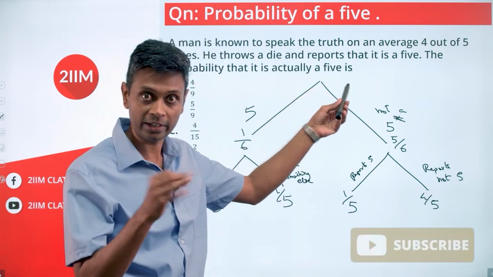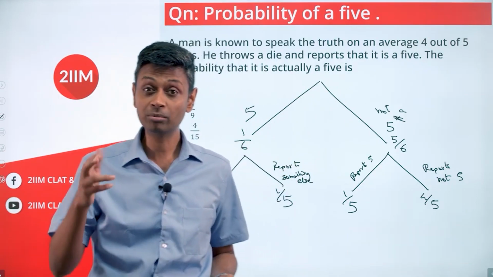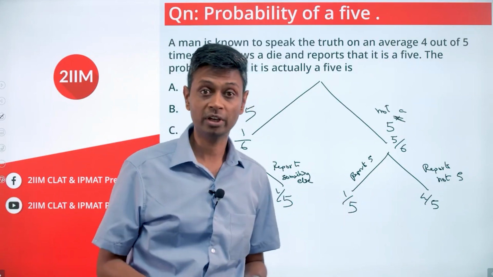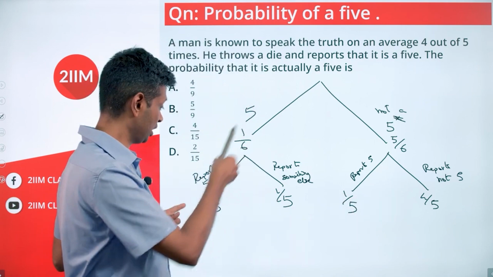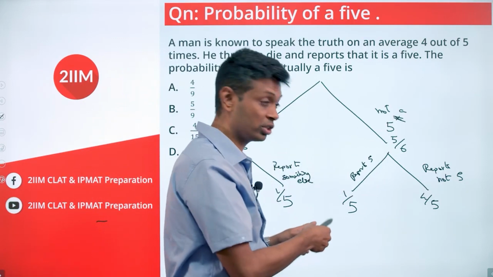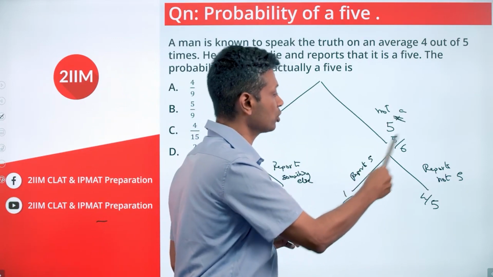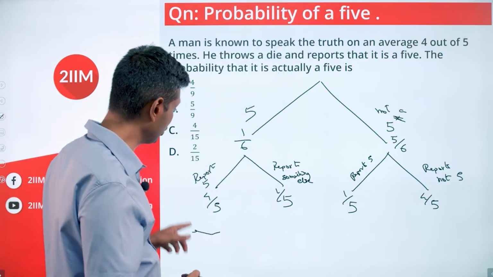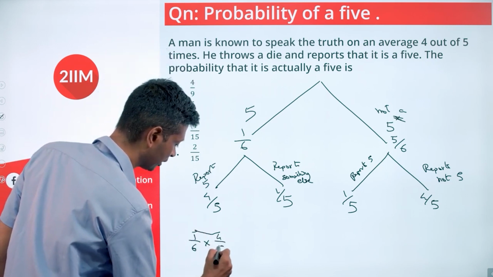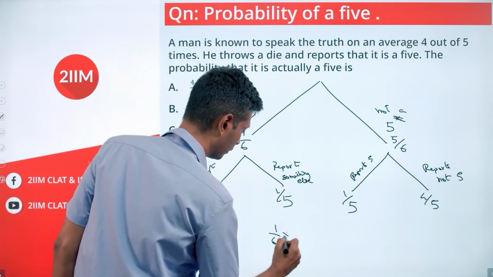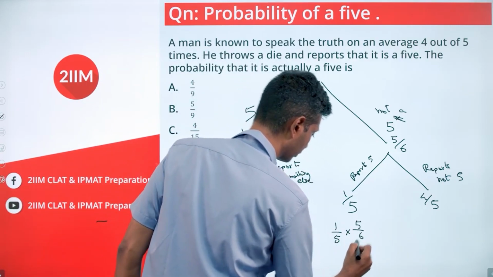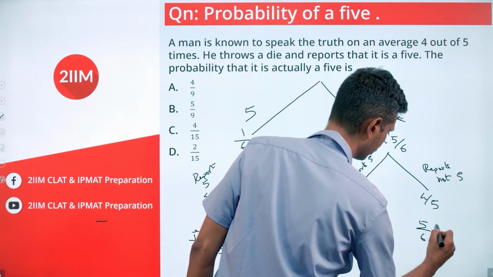An event is rolling a die. 5, not 5. Then comes the reporting part. Reporting as 5, reporting not 5. Reporting as 5, reporting not 5. What are the possibilities? It lands on 5, he reports 5. It lands on 5, he does not report 5. It does not land on 5, he reports a 5. It does not land on 5, he reports not 5. That means for each of these branches, what is the probability of this occurring? 1 by 6 into 4 by 5. Of this occurring, 1 by 6 into 1 by 5. Of this occurring, 5 by 6 into 1 by 5. Of this occurring, 5 by 6 into 4 by 5.